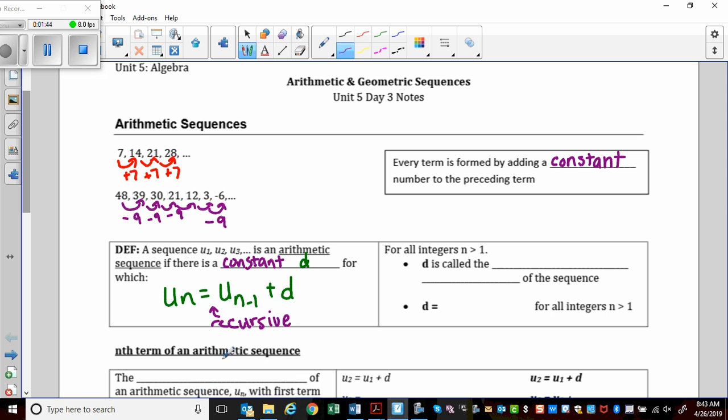For all integers of n greater than 1, D is the common difference of the sequence. D equals U sub n minus U sub n minus 1. So we're going to take the second term and subtract the term before it.